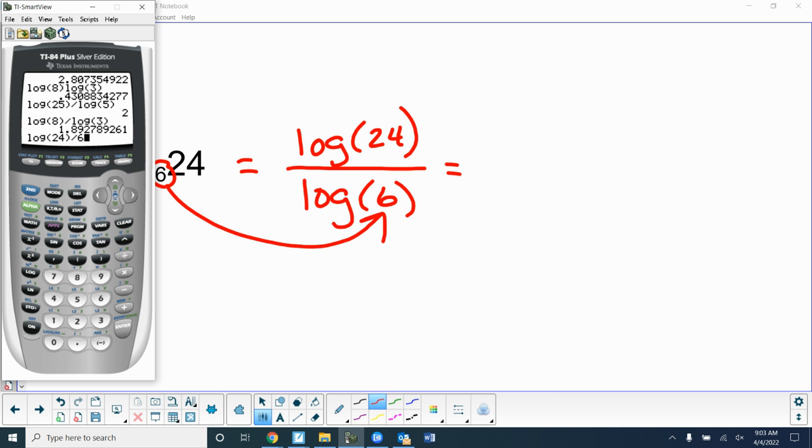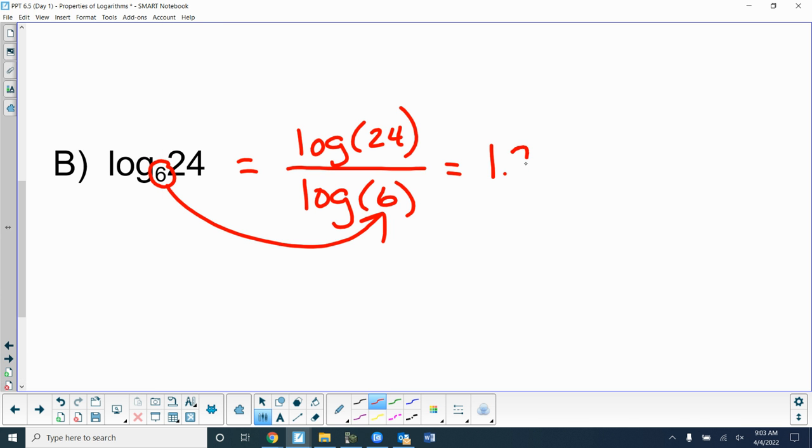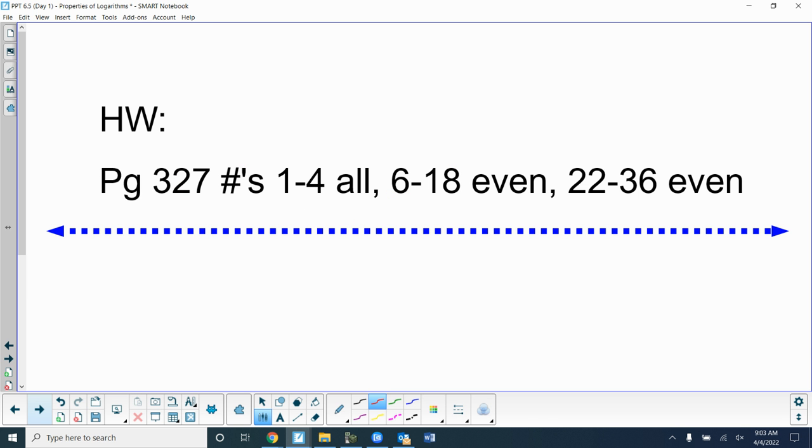Oops, hit log. When can we start doing differentials? When you get in calc. Like years. 1.774. We could go to like trains and stuff.